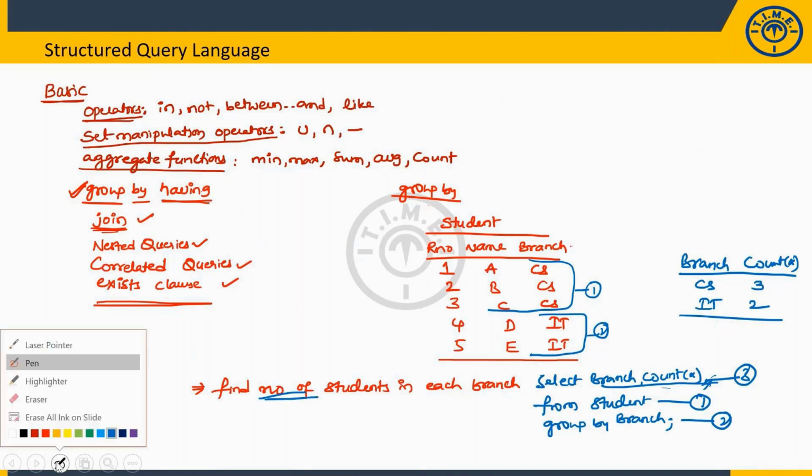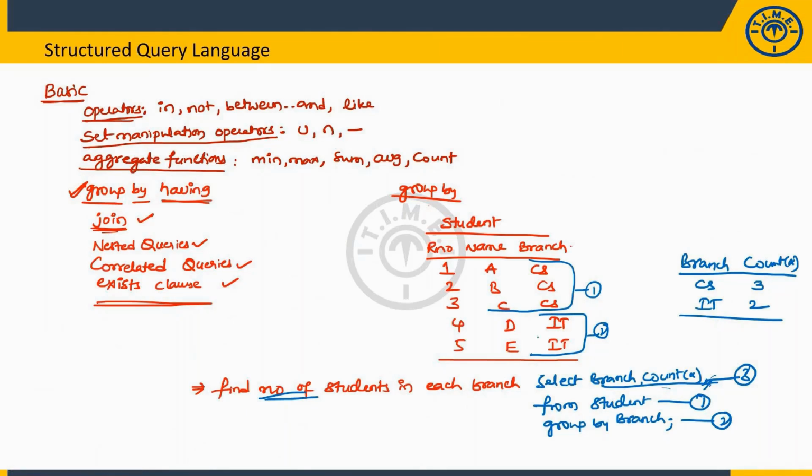And here you should observe one point. The number of rows in the output is equal to the number of groups. So here how many groups are there? 2 groups. For each group, 1 row in the output. So two groups means two rows in the output.